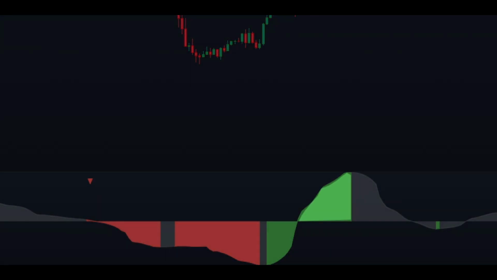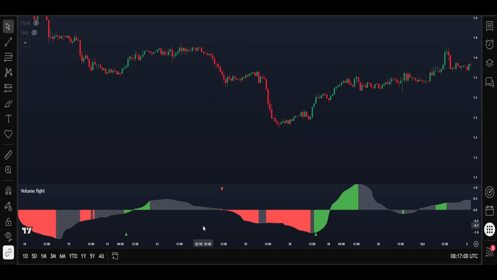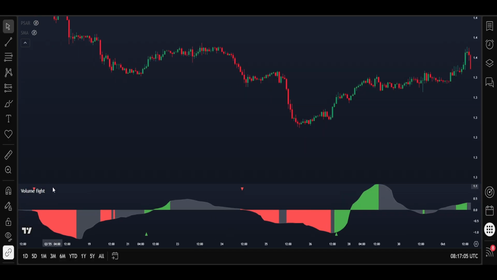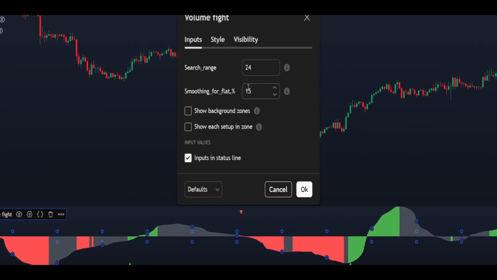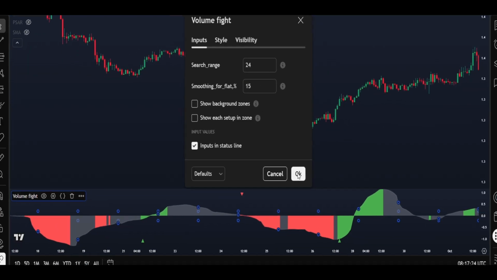Above zero with green favors longs. Below zero with red favors shorts. Inputs to know. Smoothing for flat zones reduces noise. Lower values produce more flips, so leave at default unless you have data to tweak. Search range sets how many historical candles are scanned to assess dominance. Use a higher search range on lower timeframes and a moderate value on higher timeframes. Keep defaults for a clean start.